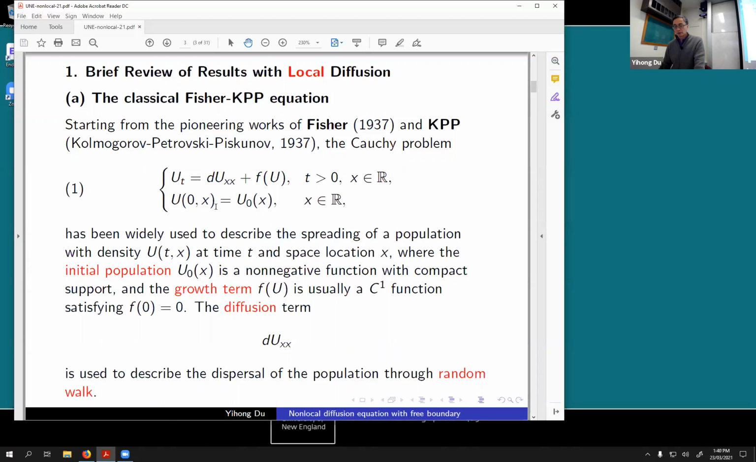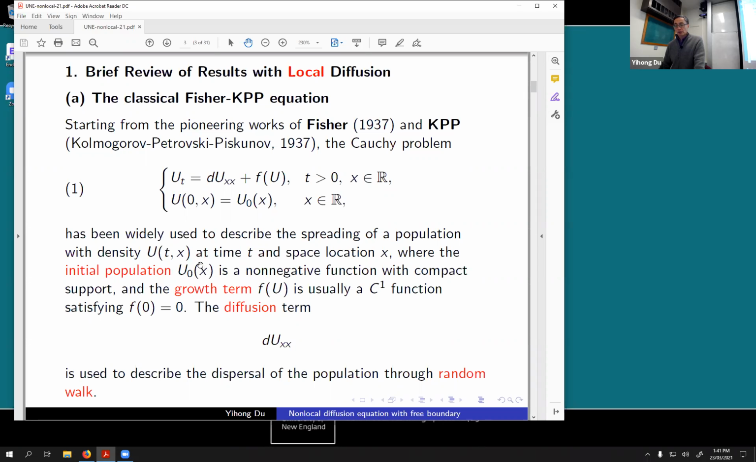using a parabolic equation. And here they use u to represent the population density. So t is time, x is a space location. And of course, u0 would be the initial population. Because they are interested in spreading, they assume initially the population is localized. In mathematical terms, it means it has compact support. So of course, this is non-negative because it's a population density, and compact support really means u0(x) is positive only for x in a bounded set in R.